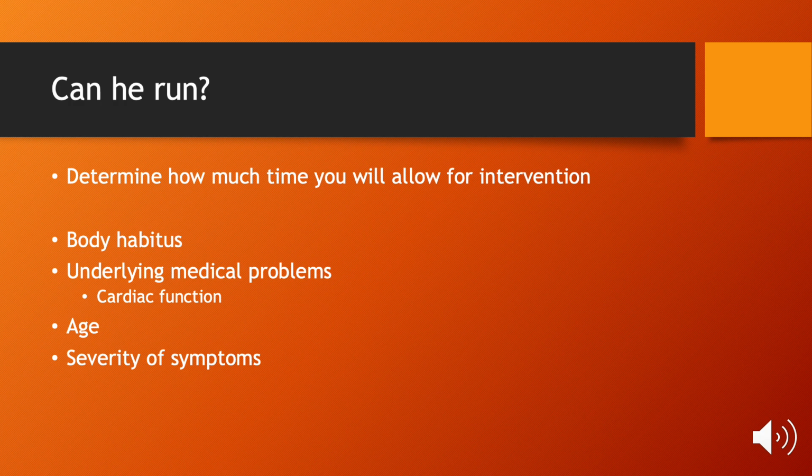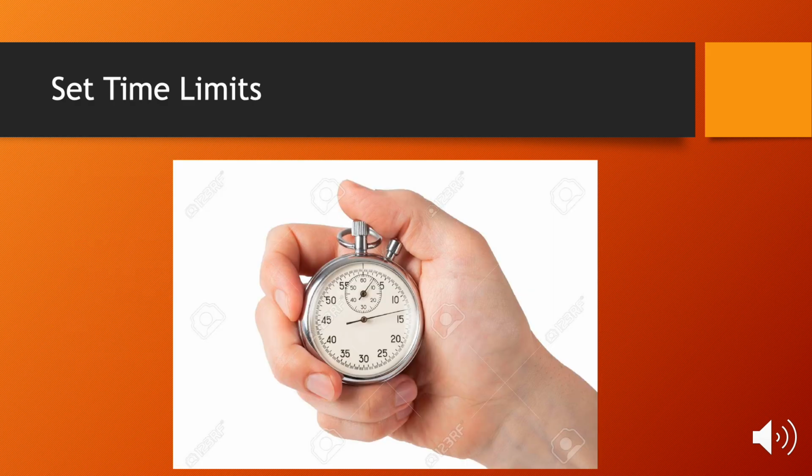The components of can he run are basically body habitus, underlying medical problems, including cardiac function, age, and severity of symptoms. Once you decide that the patient can run, you set time limits. You look at them and size them up and think, how long will I let this go before the patient will improve? Or when should I start to think about intubating this patient? And then you adjust based on the response to therapy.